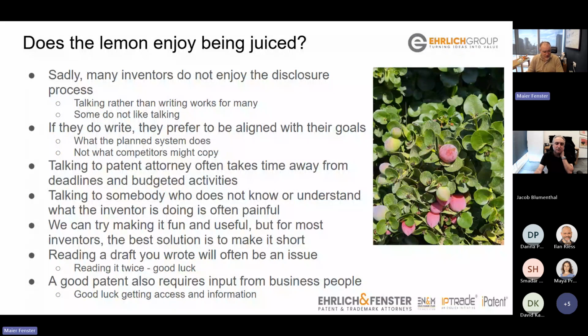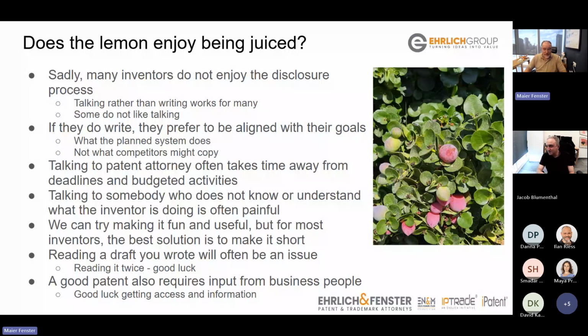Talking to a patent attorney who seems like they don't understand is painful. We can try making it fun, the whole process, but really what you want to do is make it short. And I'm not promising any method which is guaranteed to work for anybody. Disclosure is easy compared to getting them to read the draft. Reading it once, well done. Getting them to read it twice, you're a genius. Most inventors will not agree to do that.